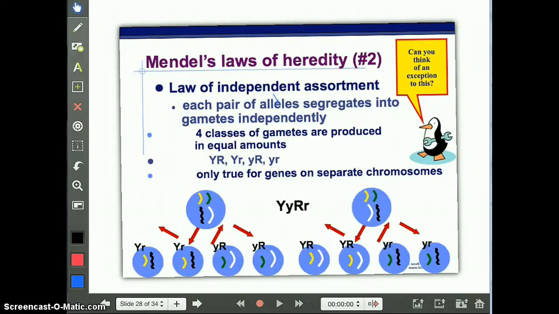So Mendel's laws of heredity, number 2, law of independent assortment. Each pair of alleles separates and segregates into gametes independently, which means you don't necessarily know which one you're getting. Four classes of gametes are produced. That's why we have to do our full Punnett square to see which possible combinations we could have. You're not sure of what we end up getting. That's when we have to look at the qualitative data, the visual effects, the phenotypes, to see what we actually do end up getting.